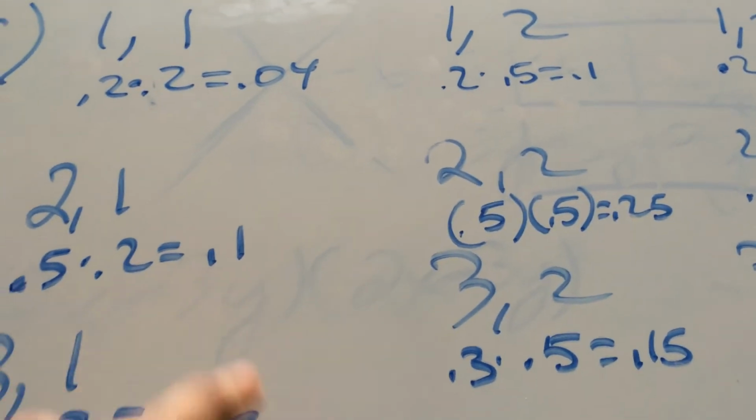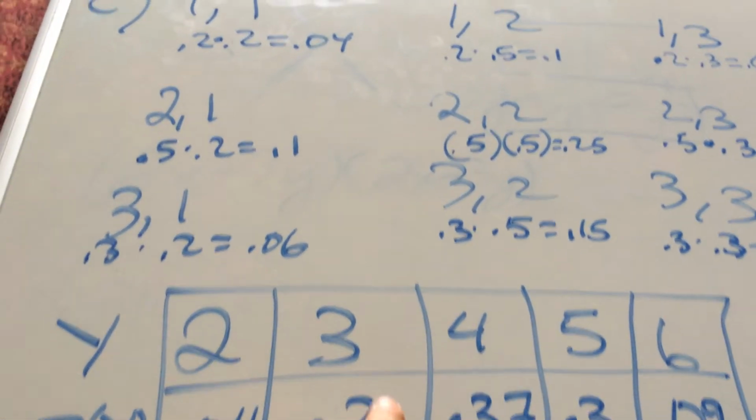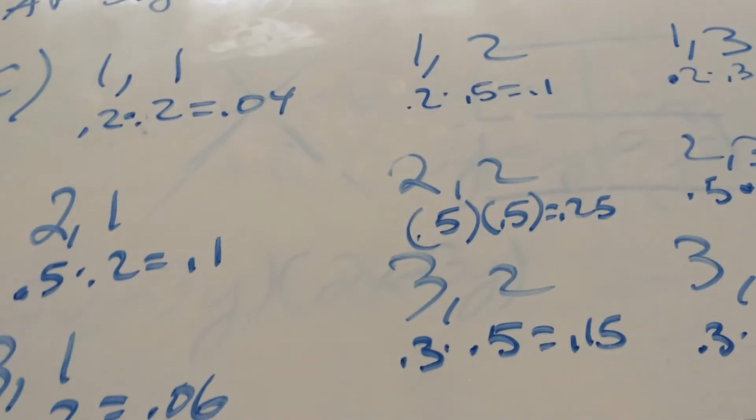So the probability y is 3 is 0.2. Why is that? Because it's this trial or this trial.